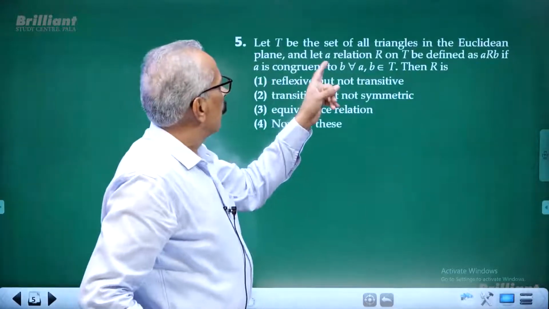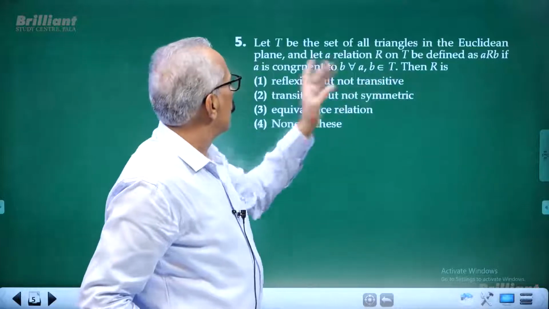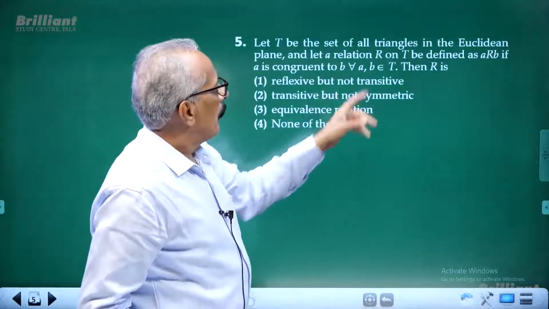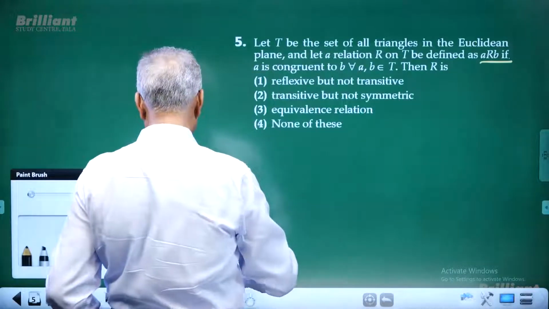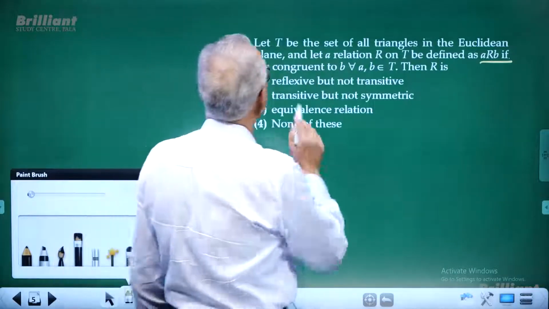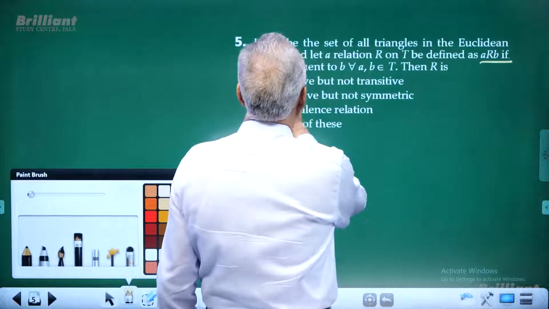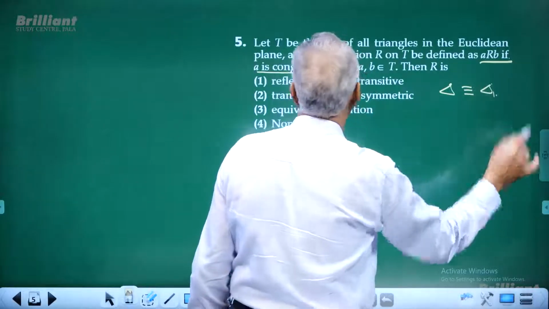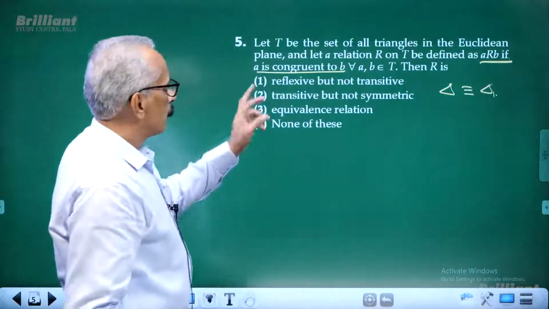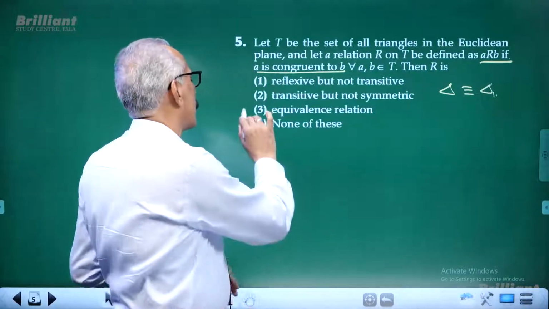Let T be the set of triangles in the Euclidean plane. ARB is defined as A is congruent to B, means two triangles, they are congruent to another triangle. Then, reflexive but not transitive, so it's an equivalence relation, why?